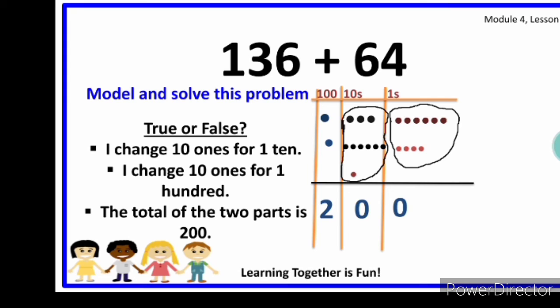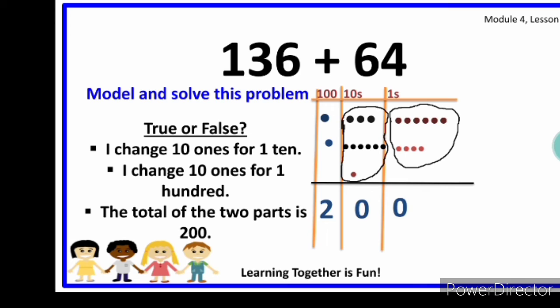Now let's answer our questions. The questions here says true or false. We are going to answer just true or false to the question. I can change 10 ones for 110. Remember when we were solving our question, we bundled 10 ones and made it 110.